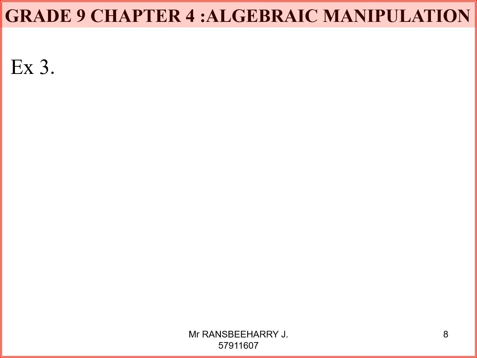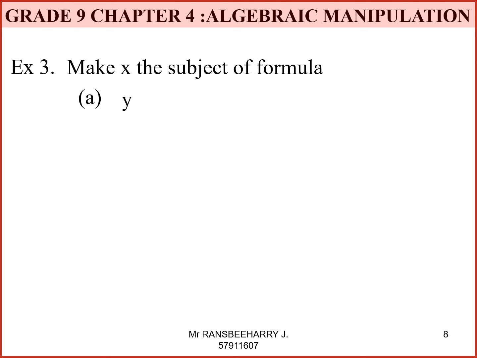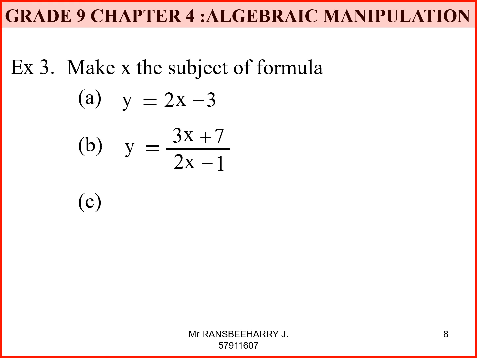Example 3. Make x the subject of formula in each case. Part A, we have y is equal to 2x minus 3. Part B, we have y is equal to 3x plus 7 divided by 2x minus 1. Part C, y is equal to square root of 4x minus 1.